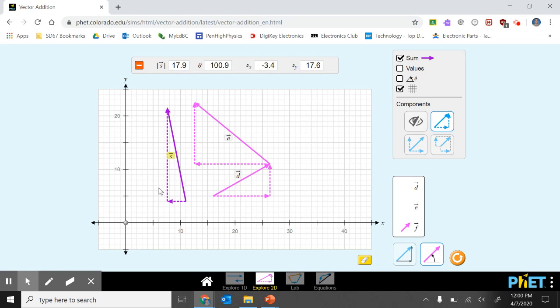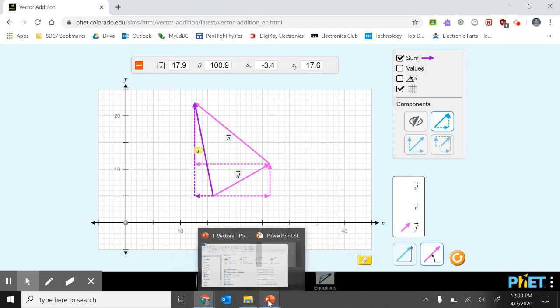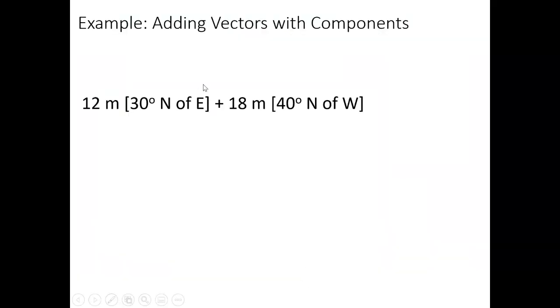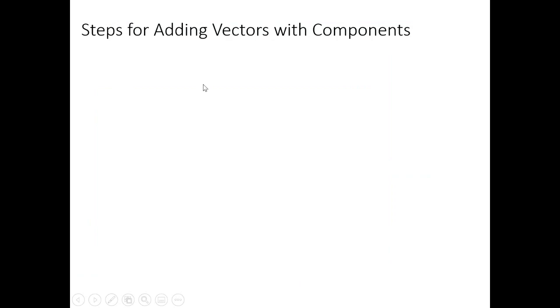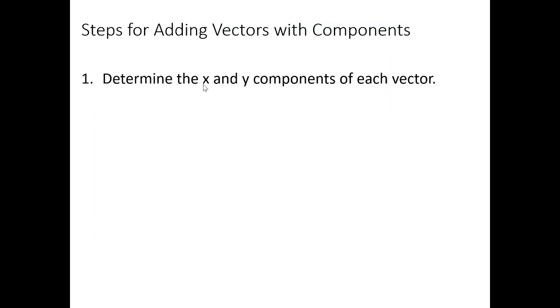That is going to give us the Y component of our resultant. That is really what we are doing when we are adding vectors using the component method. Okay, now if I skip back to our window, I'm going to first of all just talk about those steps.